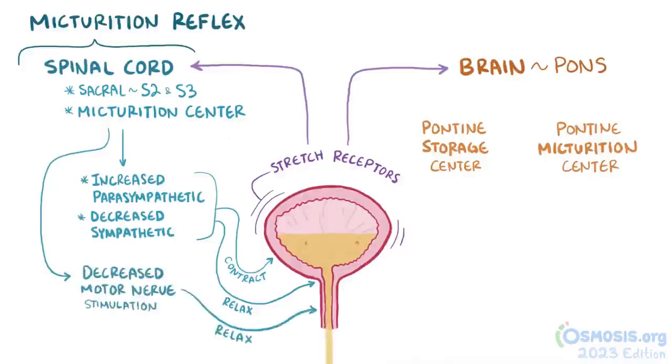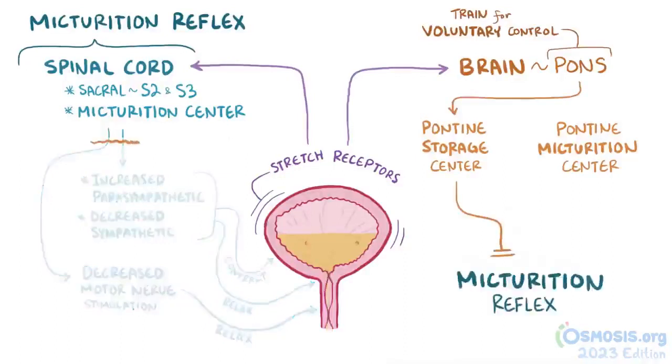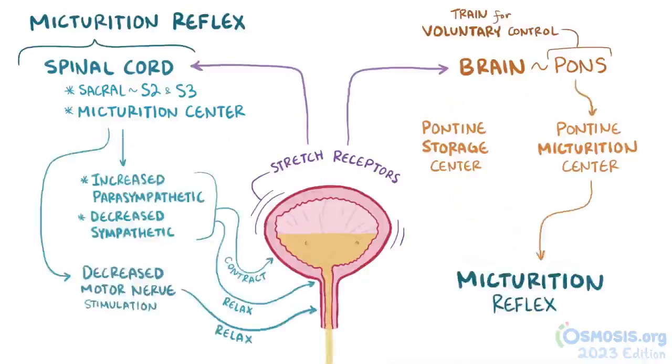At this point, urination would happen, if not for the pons. The pons is the region of the brain that we train to voluntarily control urination. If we want to delay urination, or hold it in, the pontine storage center overrides the micturition reflex. And when we want to urinate, the pontine micturition center allows for the micturition reflex to happen.